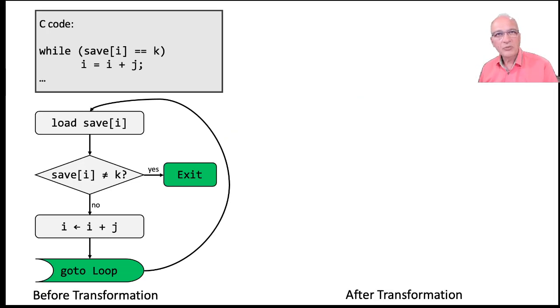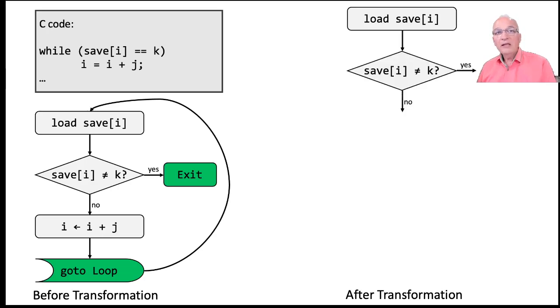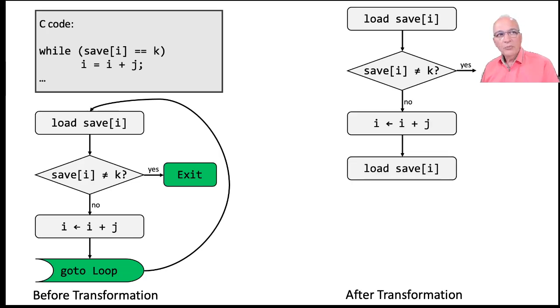I'll propose a transformation to this code. The transformation to this code will consist in doing the same that we do in the original code. I'll load the value of save I, and then I'm gonna ask whether save I is different than k, just like I did before. If the answer is no, I'll increment j and I. So far we are doing exactly what we were doing in the original code before the transformation. But now, instead of the jump to the beginning of the loop, I will have instructions to load save I again.